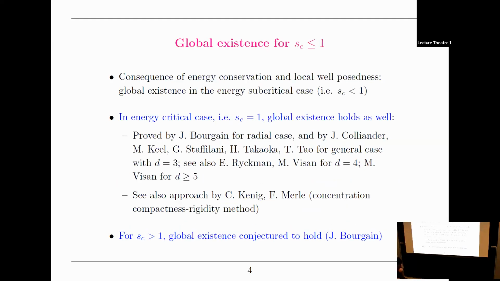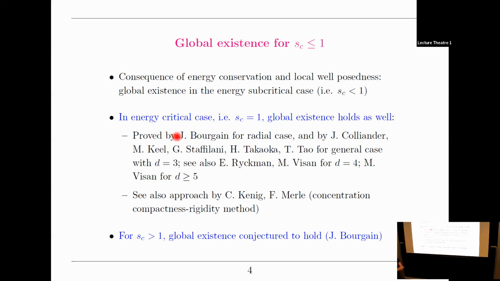We saw yesterday that if you are in the energy subcritical or critical case, then you have global existence. Let me review this briefly. Of course, the subcritical case is immediate. It's just an immediate consequence of the conservation of energy and the local Cauchy theory. Then you can extend your bound forever and you get global existence. The critical case is much more subtle, and it took quite a lot of work to be settled.